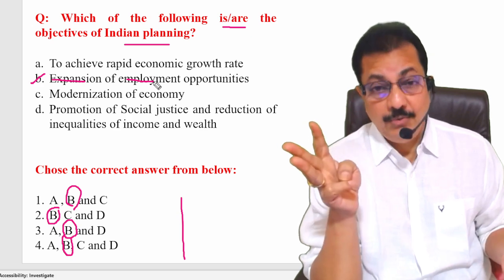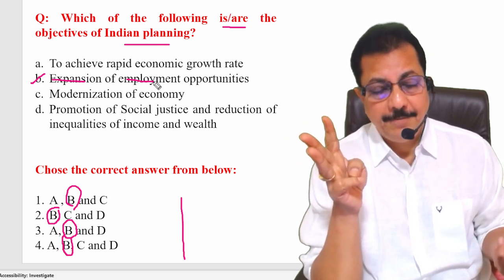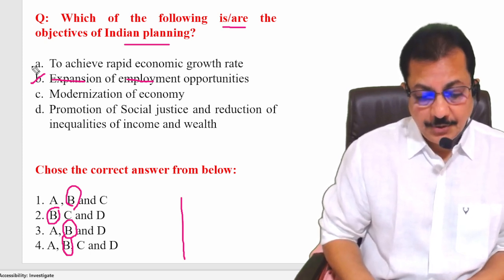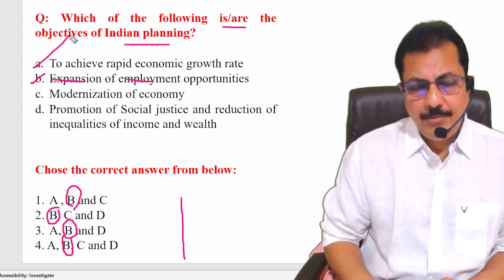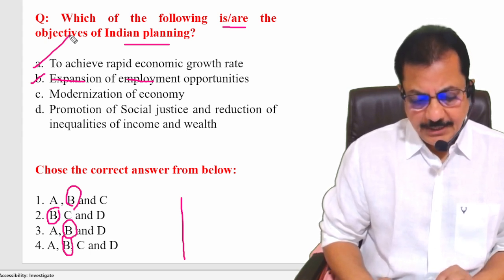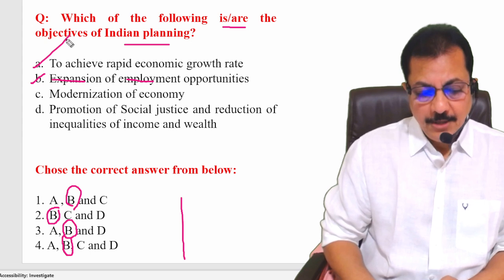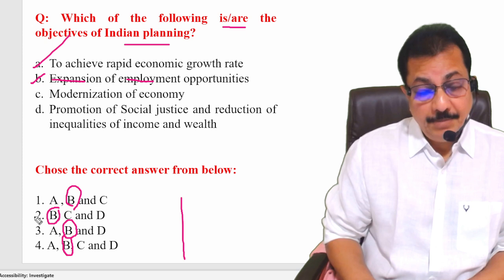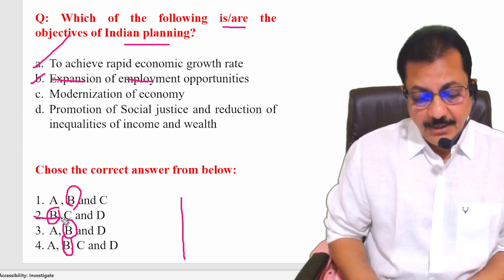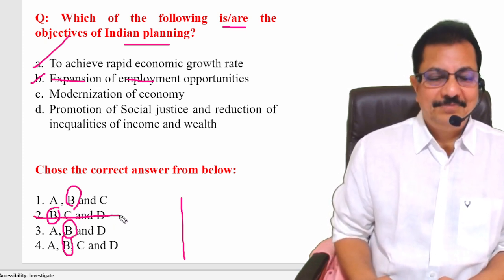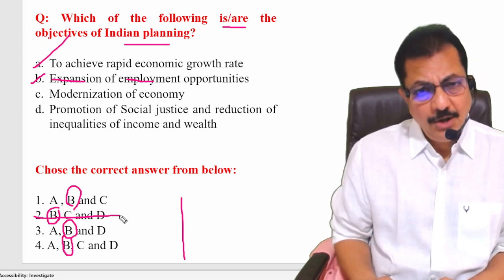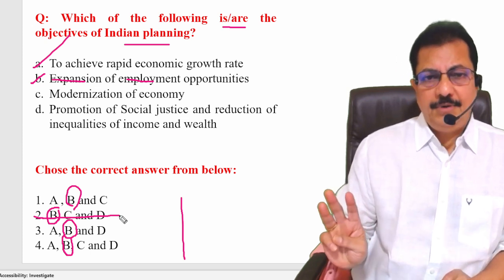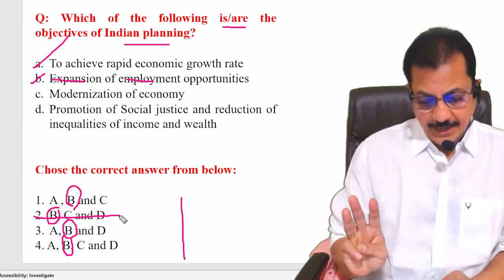Alright? So now we'll see whether there is any possibility of elimination. Number 1 of the objectives is, we don't know whether it's correct or not, to achieve rapid economic growth rate. Yes, that is very much correct. Is that okay? Because statement A is correct, definitely option 2 is not our answer, because we don't have A in option number 2. Right? We have eliminated one option. Now we are left with only 3 options. Clear? Next.